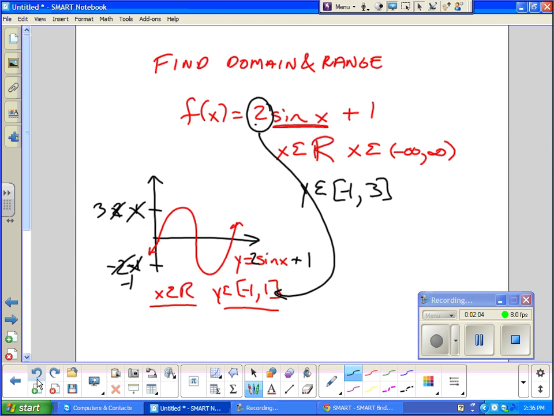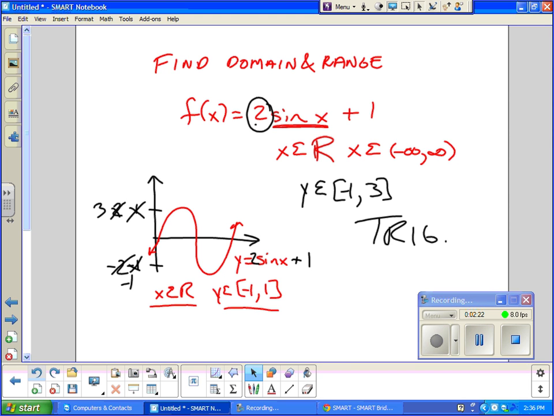But again, we should be able to identify tomorrow on the quiz the range, the domain, and the type of function. Trig. All right, sine, cosine. We should be able to identify polynomials, rationals. All right, all those types of functions.